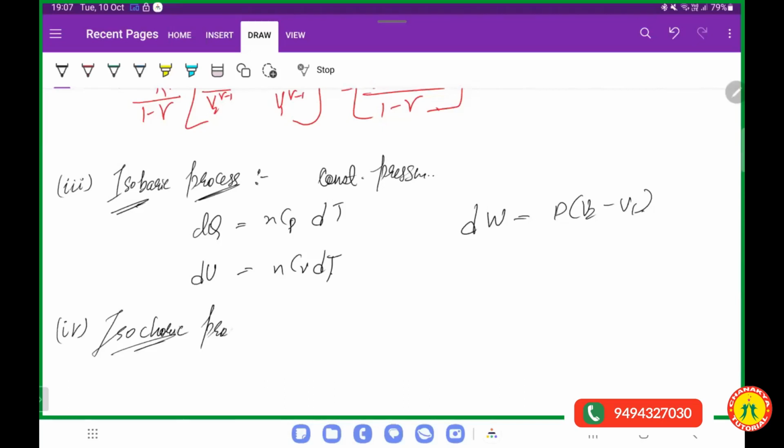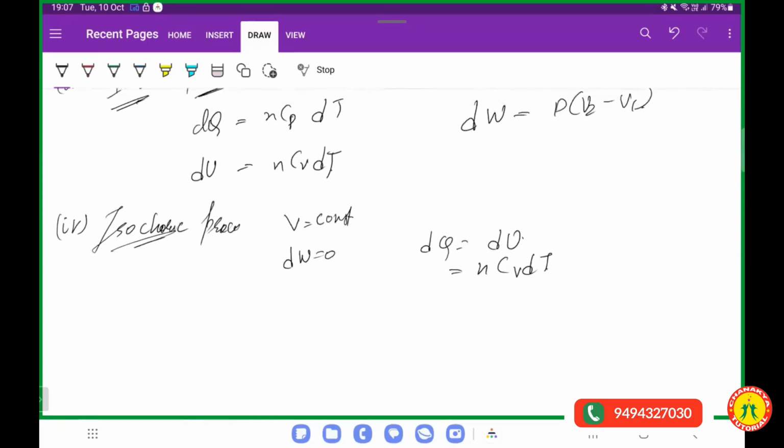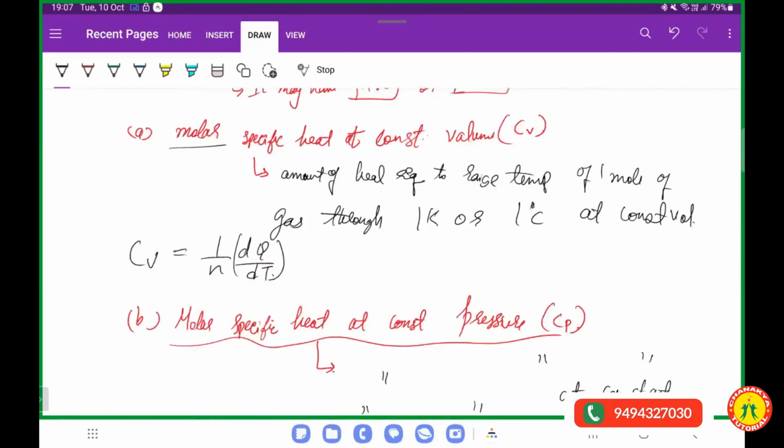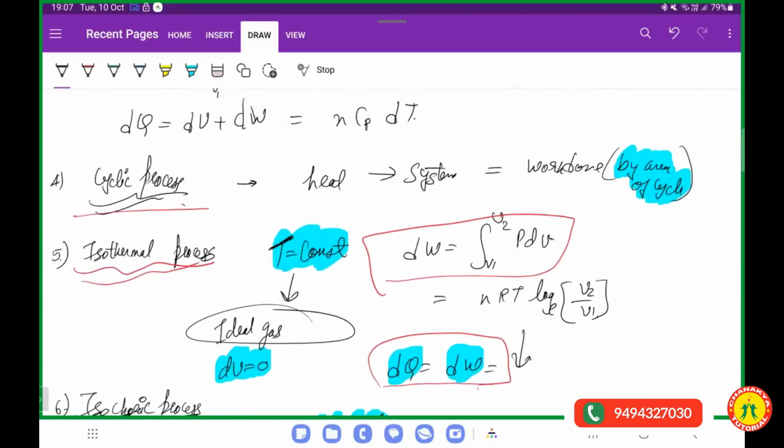Isochoric process, volume constant. So work done means dW is 0. So dQ is dU, which is equal to nCvdT. Then last, what we are left with, cyclic.